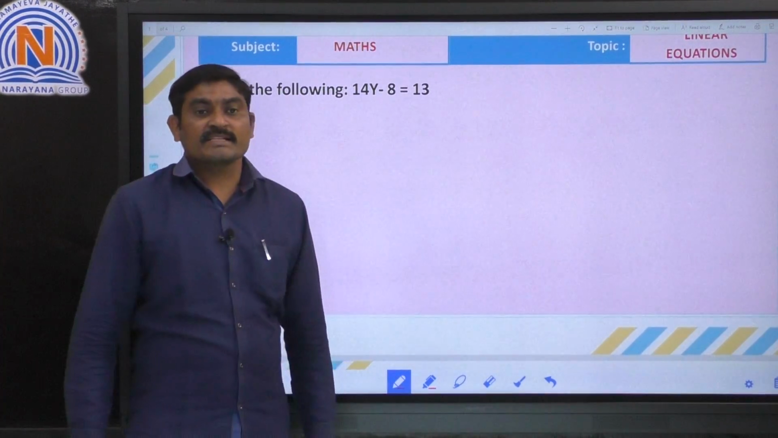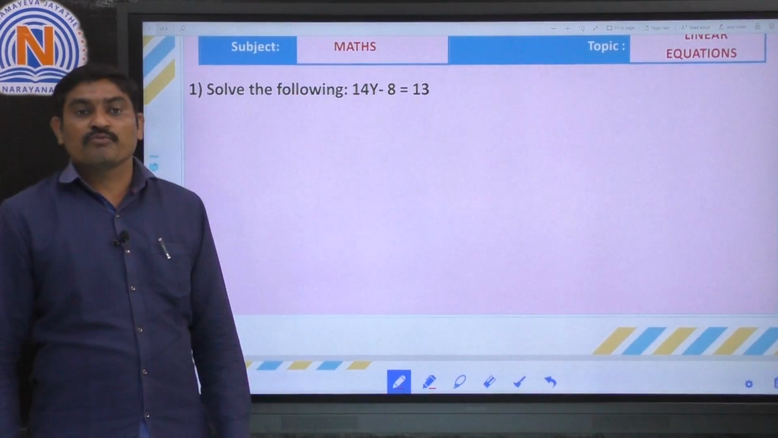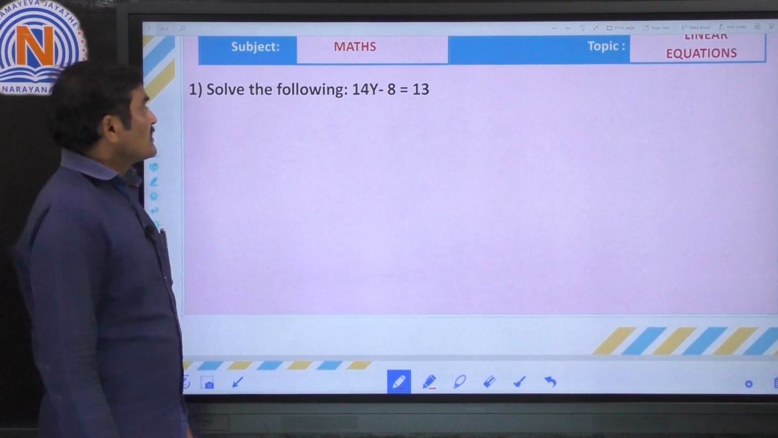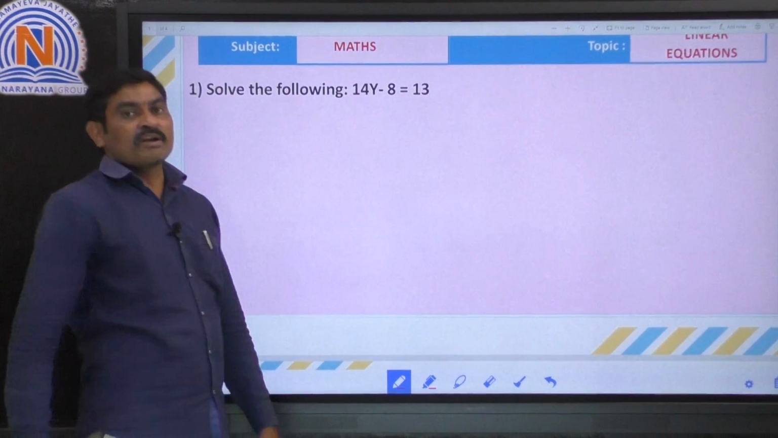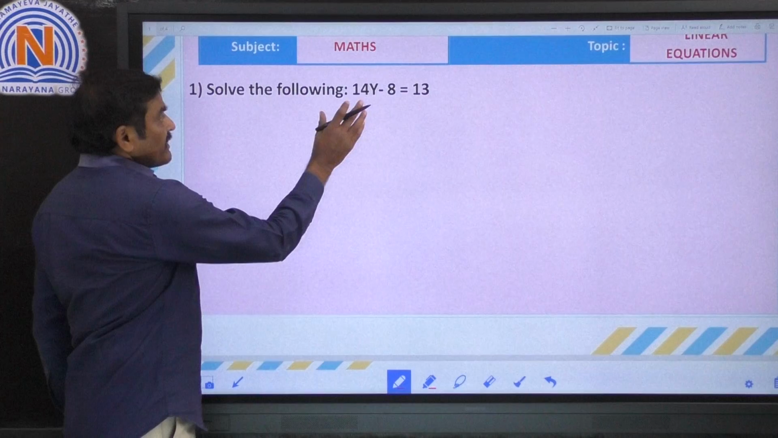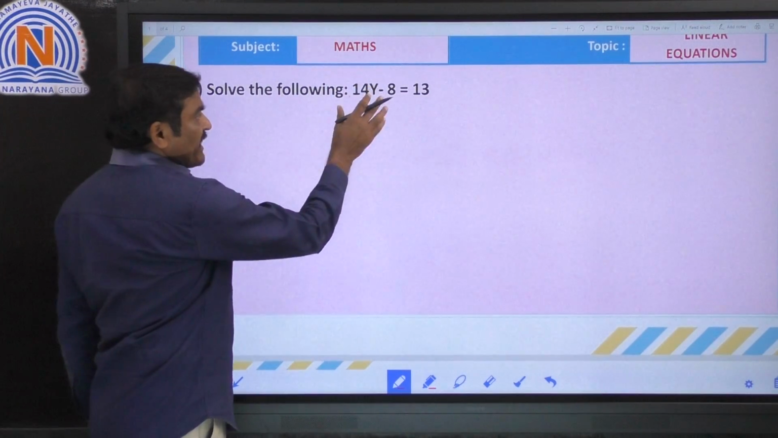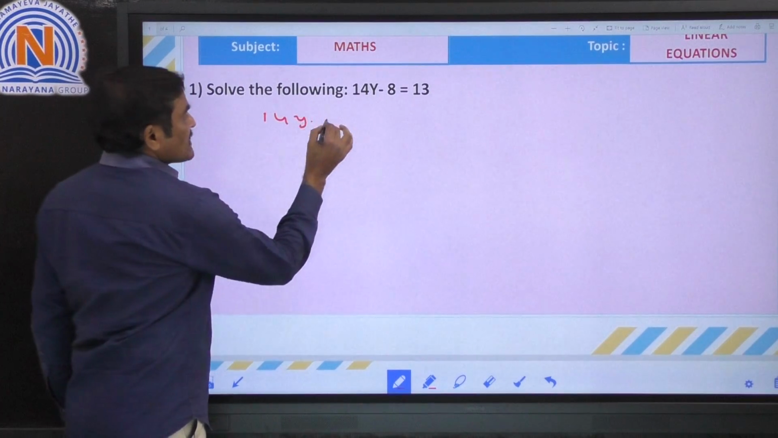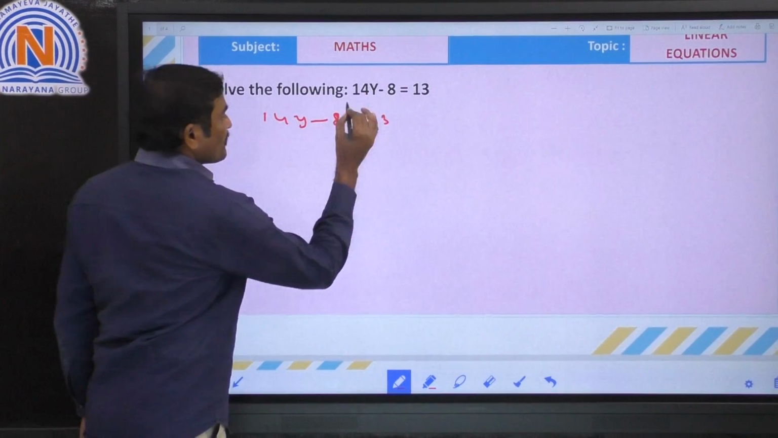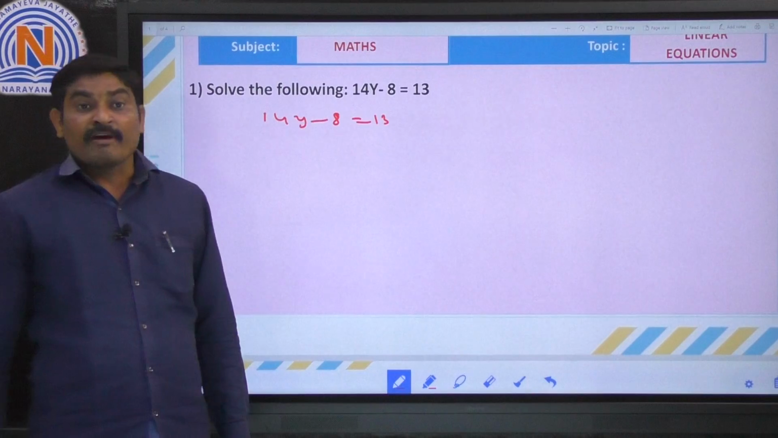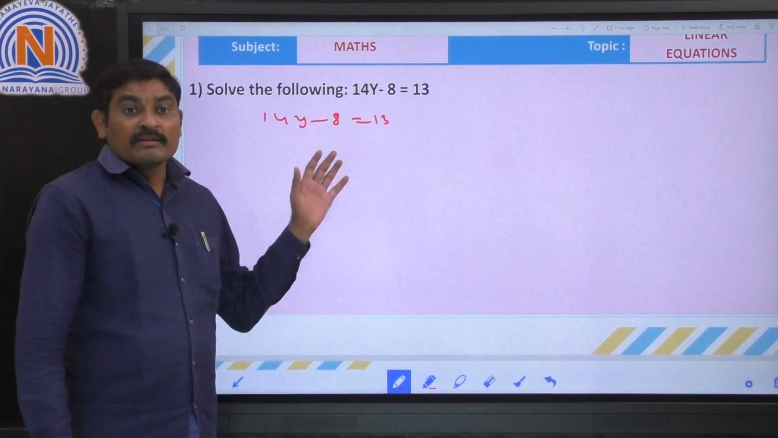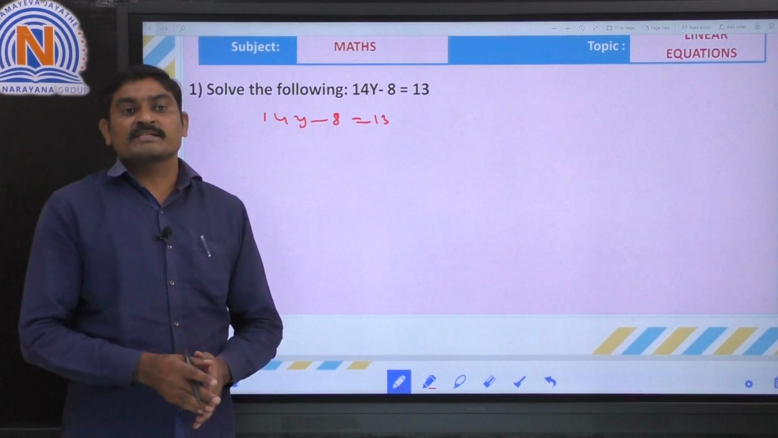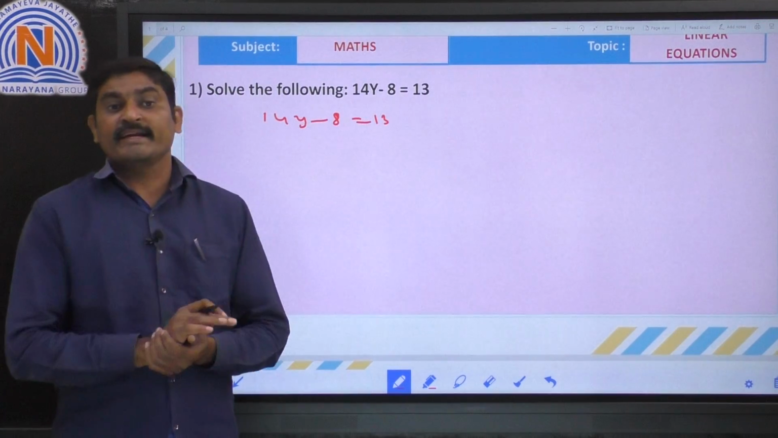See, the first question is: solve the following, 14y minus 8 is equal to 13. See, this is a linear equation in one variable. In this equation, the variable is y. The equation is 14y minus 8 is equal to 13. So, to find the value of the variable, we need to follow the transformation rules. What are the transformation rules? Let us recall in a minute.